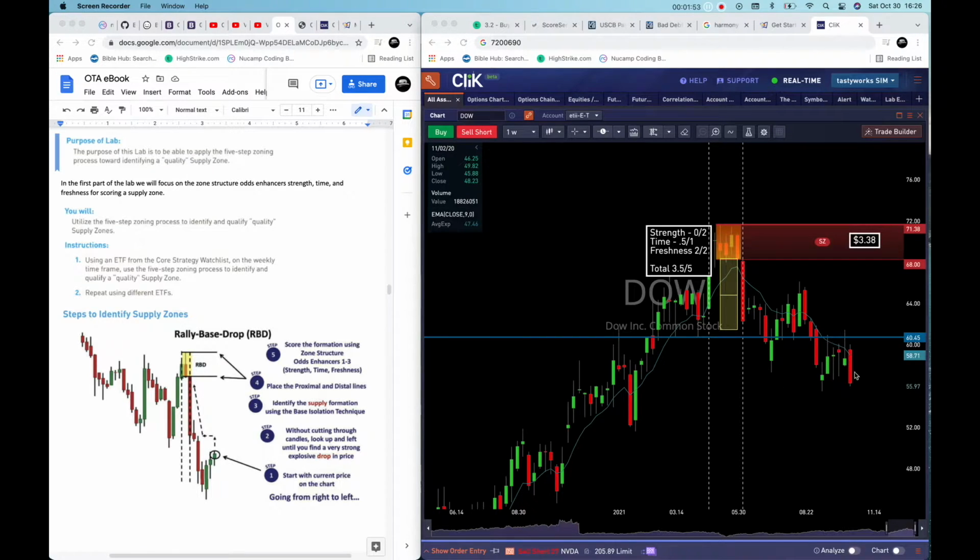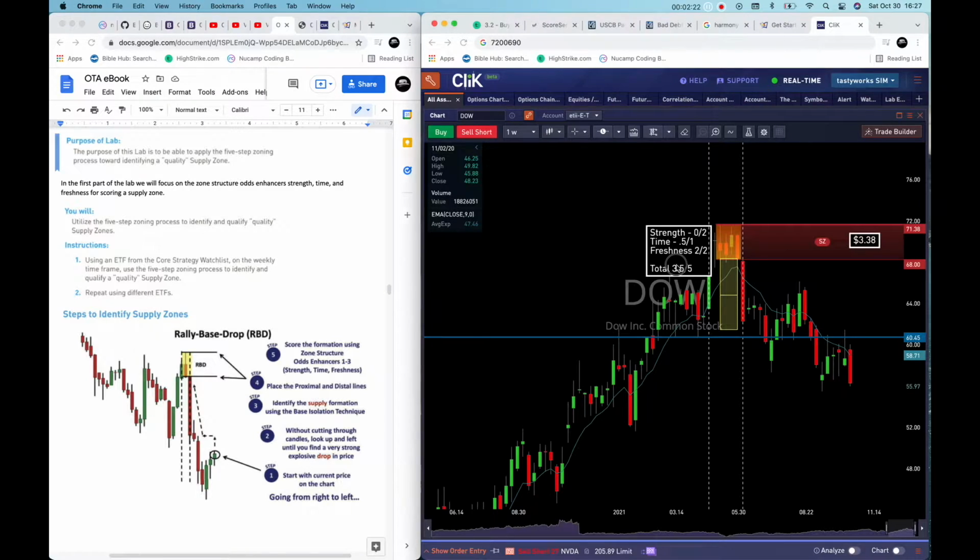So if we look at this zone here, we go up and left looking for an extreme or explosive drop in price, and we find this one here. And looking at this particular zone, when we look at strength, we see the move out beyond this base, okay? But the move out does not quite make it equal to or greater than 2 to 1, okay? Move out stops a little short, okay?